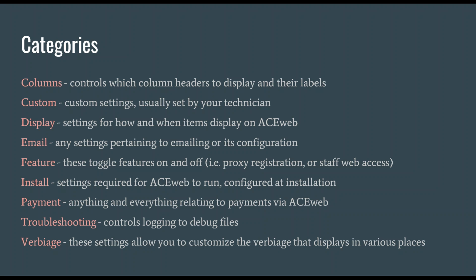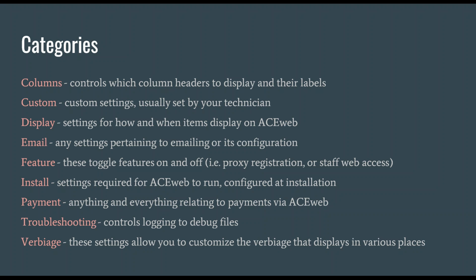The feature category is the group of INI settings that usually turn a feature on and off. So in my example, proxy registration or the new staff web access. Those are lumped into that feature category.